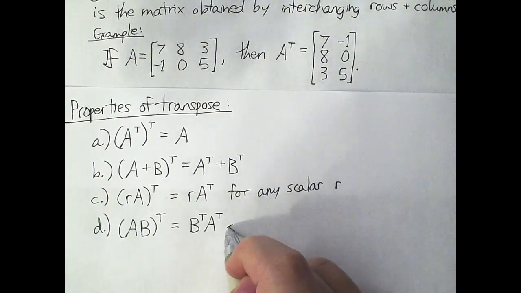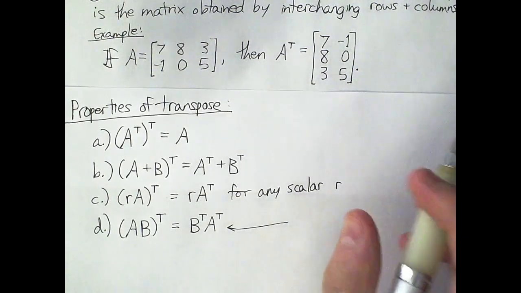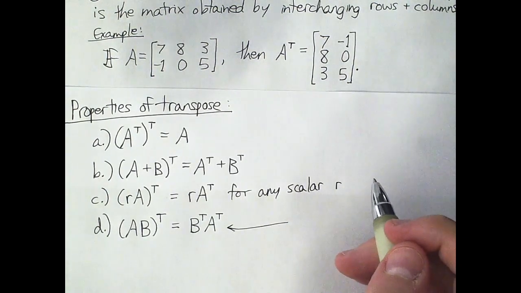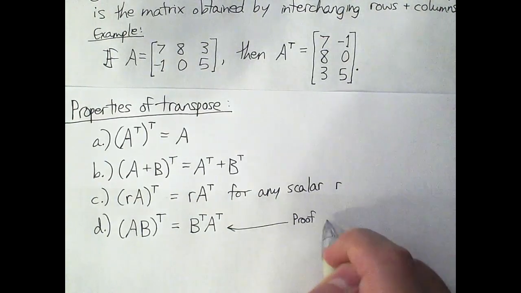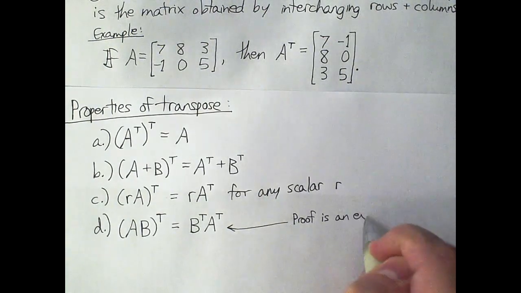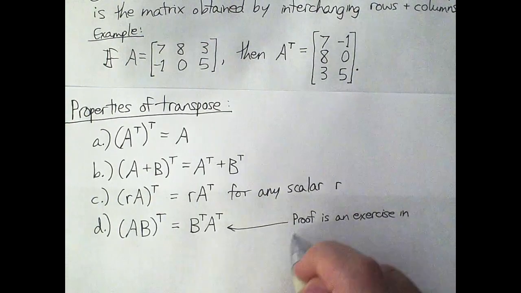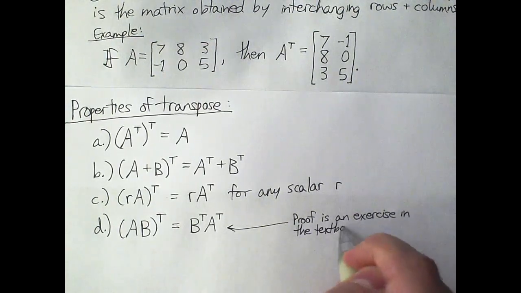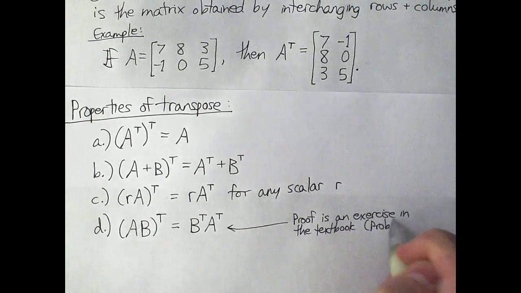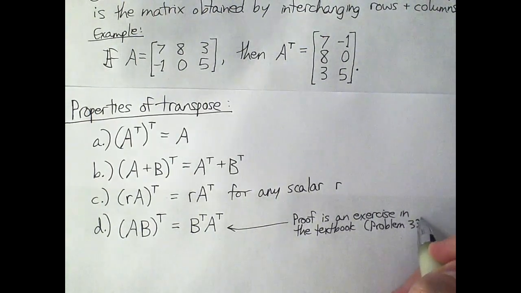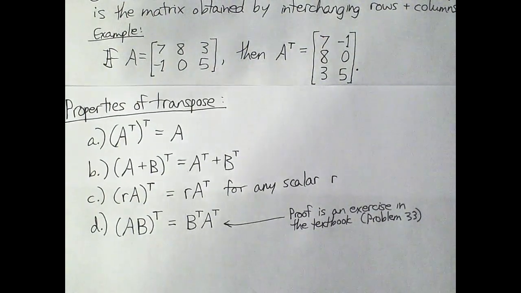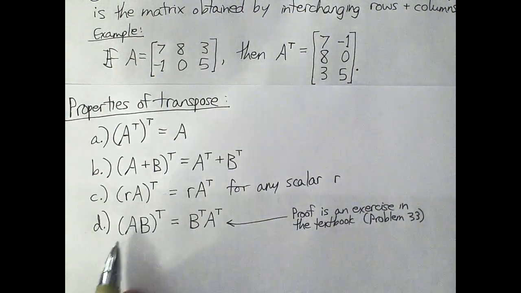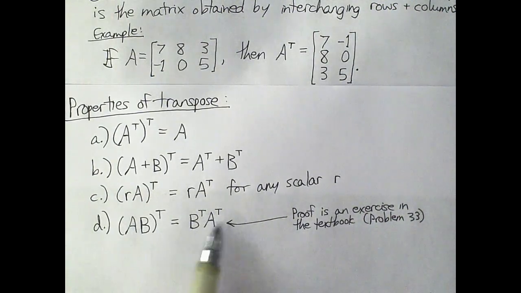Interesting, interesting. I think that's the most surprising out of these. So, in the textbook that we're following along with, the proof is an exercise in the textbook. It's problem 33. So you can try that on your own. See if you could try to prove that. It would be an interesting exercise. I think it's an interesting property. But yeah, it does work out. The transpose goes on both the A and the B, but the B and the A look like they kind of swapped places.